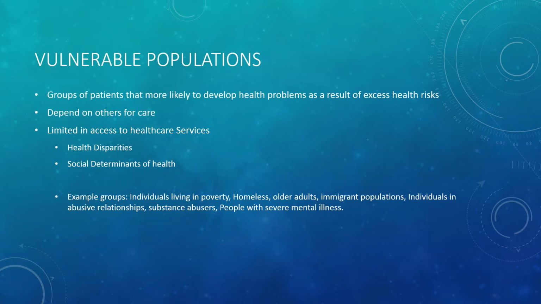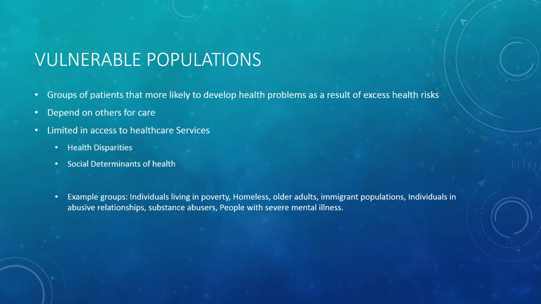I'm going to throw out a couple of terms when it comes to home health nursing and community health nursing. The first term is what we call a vulnerable population. A vulnerable population is a group of patients that are more likely to develop health problems as a result of excessive health risks. So these are people that we really want to focus on because they're very vulnerable. They're more likely to develop these diseases, health problems, and health risks.